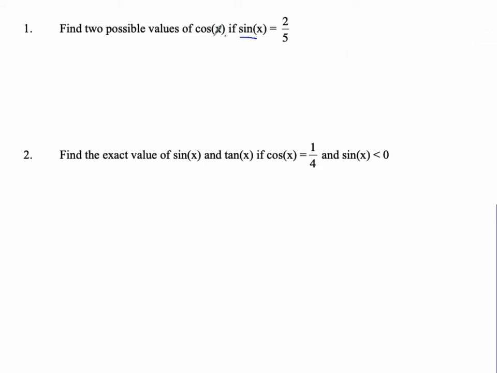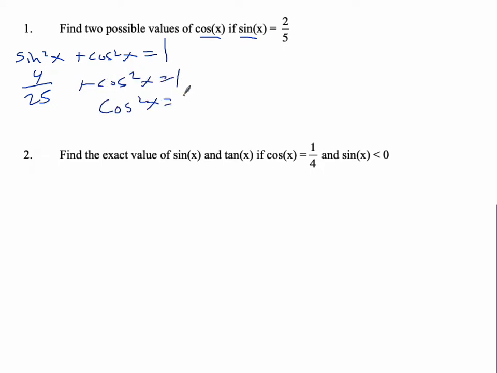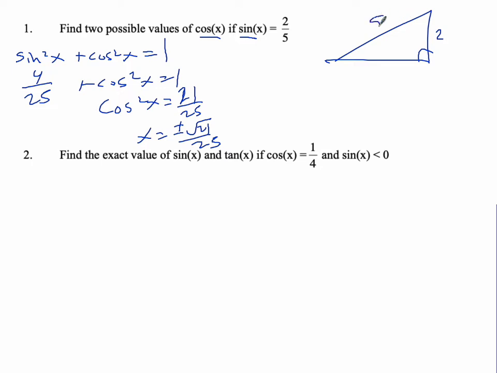If you know sine and you want to find cosine, you can use this trig identity. Sine squared plus cosine squared equals 1. So this is 4 over 25 plus cosine squared x equals 1. Cosine squared x equals 21 over 25. So cosine x equals plus or minus root 21 over 25. You could also always use a triangle because sine is opposite over hypotenuse. You can figure out the other side of the triangle.